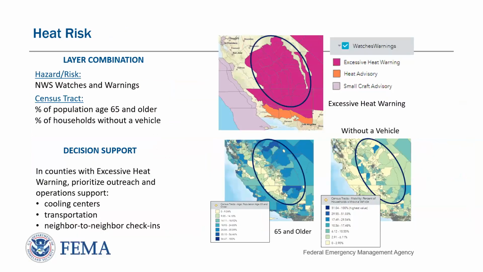Just a couple other specific examples, let's say we have current weather watches and warnings. We can take an excessive heat warning, isolate that area, and then look at the population demographics underneath it. So we can see where there are concentrations of either individuals age 65 and older or percentage of households without a vehicle. If this is an area with rolling blackouts or maybe with power outages, we can actually take a look at where those are and see where pockets within that area might have individuals that fall within these same demographics as well.